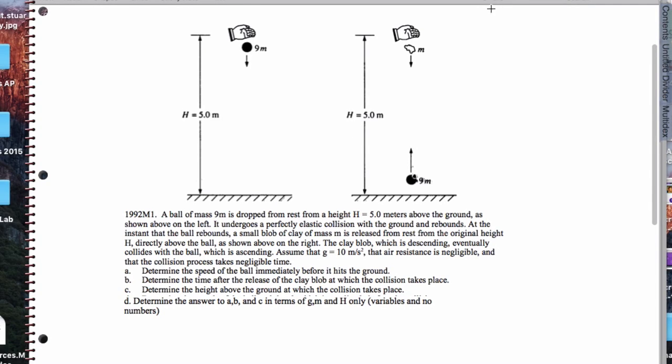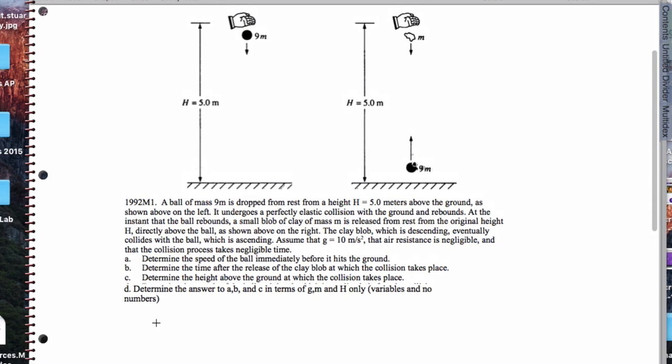Let's do this problem. We're going to drop this ball, and this other one's going to bounce up and hit this lump of clay. So let's get the speed of the ball right before it hits the ground. Hey, let's try this a different way. Let's use conservation of energy.